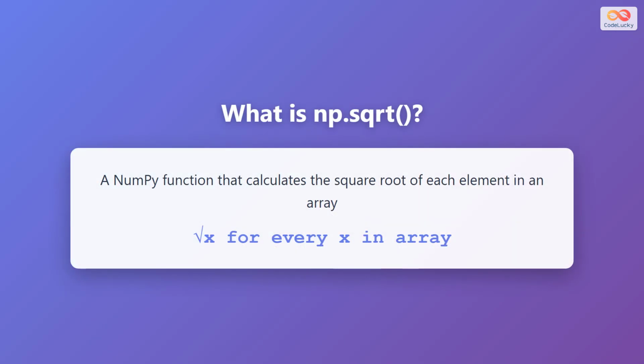np.sqrt is a NumPy function that calculates the square root of each element in an array. The beauty of this function is that it works element-wise, meaning it applies the square root operation to every single element in your input, whether it's a single number or a multi-dimensional array. Mathematically, it computes the square root of x for every x in your array.